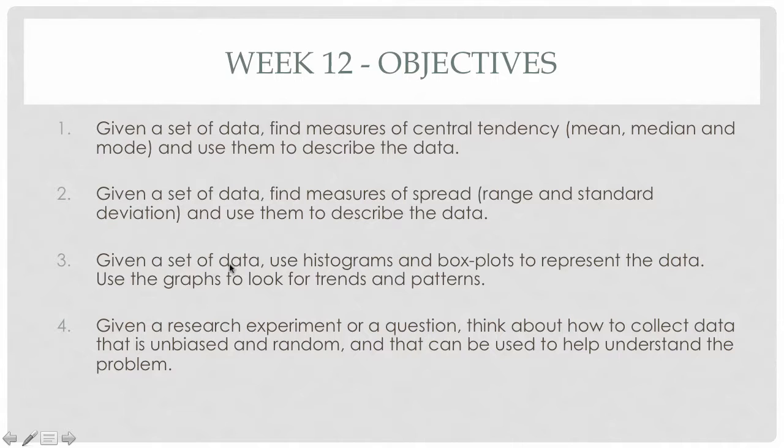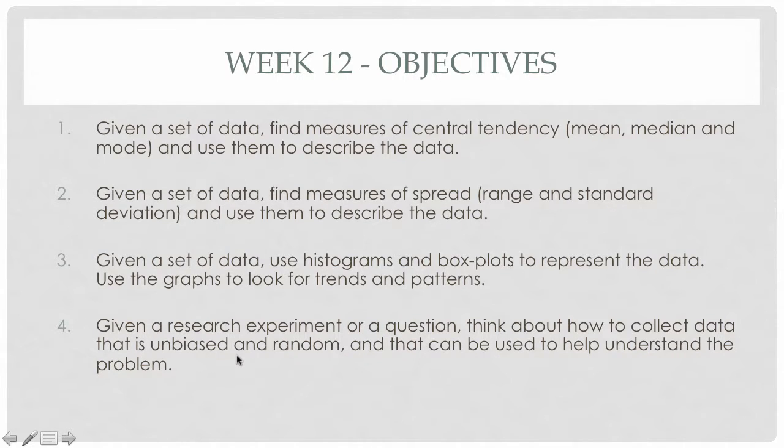We're going to look at, if we get a set of data, how we can use histograms and box plots to represent what is going on in the data, look for trends and patterns in the graphs. Finally, we're going to take some time to say, if we're doing a research experiment or if we have some question that we're trying to answer, how can we collect data that is unbiased and random and that can be used to help us understand the problem that we have?